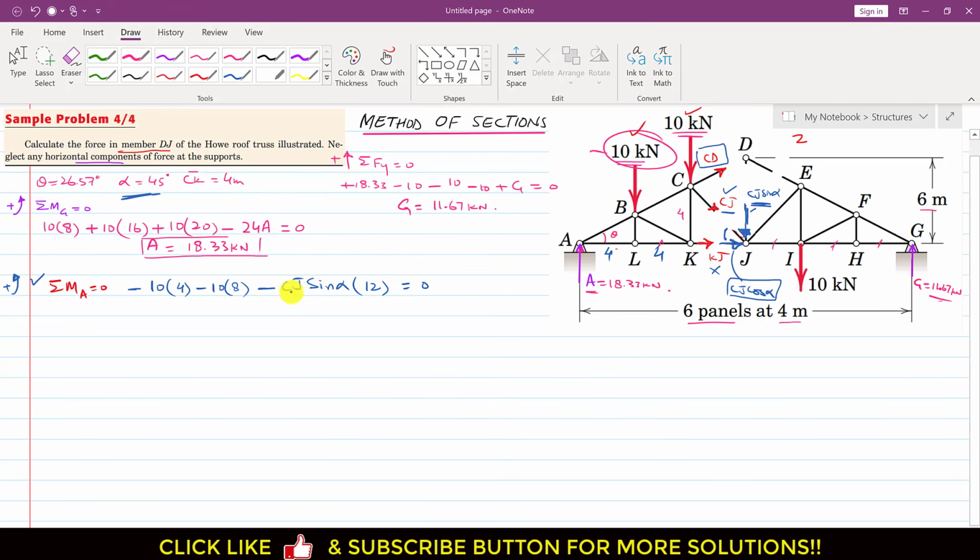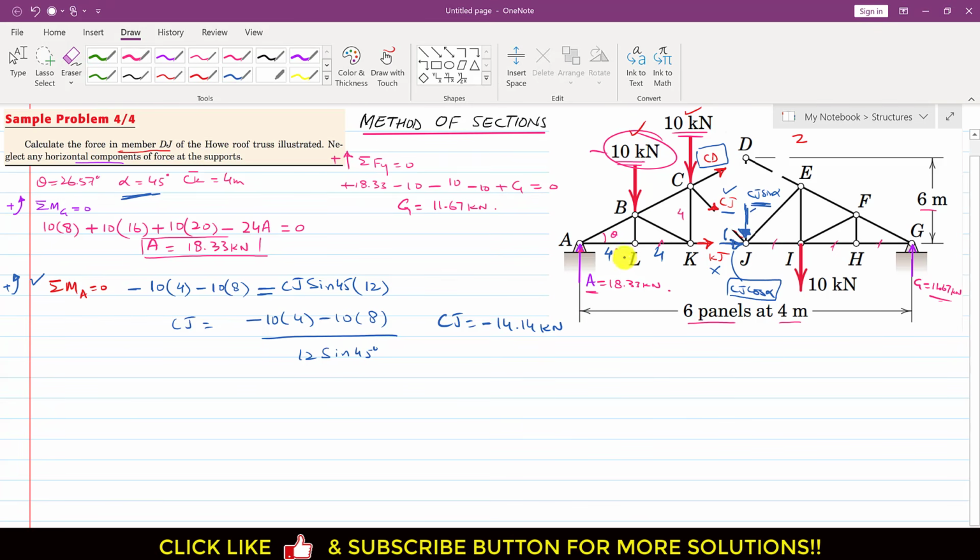Now if we bring this Cj to the other side of the equation, it will be equal to this, and alpha is 45. So Cj is equal to minus 10 into 4 minus 10 into 8, divided by 12 sine of 45 degrees. So Cj is equal to minus 14.14 kilonewton.